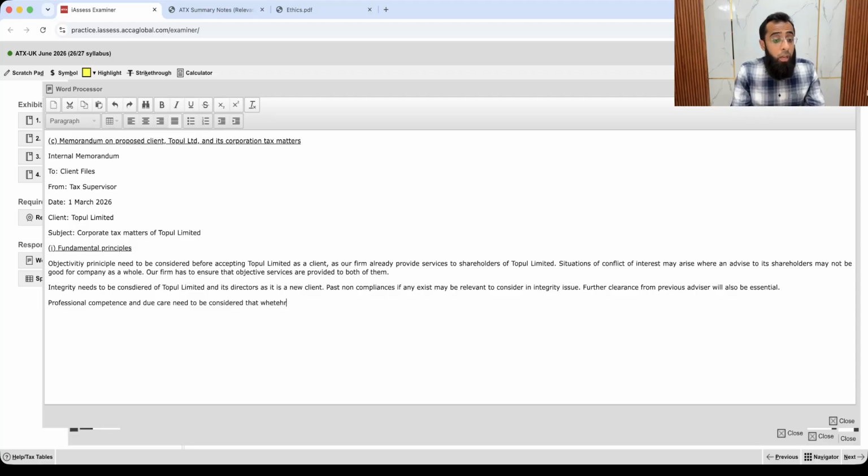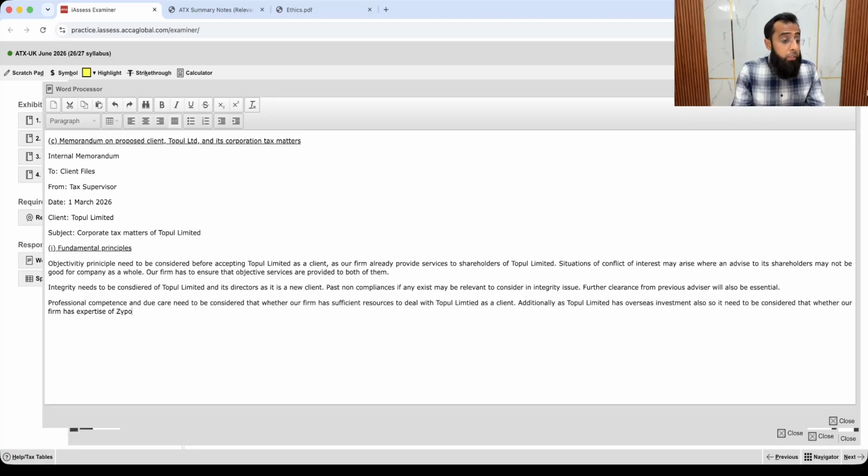That whether our firm has sufficient resources to deal with Topul Limited as a client. Additionally, as Topul Limited has overseas investment also, it needs to be considered whether our firm has expertise of Zipotia tax or not. Like, will we be able to consider the taxation of that country or not, because maybe Zipotian tax will have some impact on Topul Limited taxation.